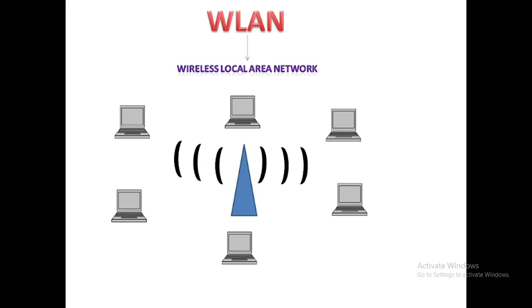For example, you can say a lab in the schools, and a lab in any institute, in any college, that is called a wireless local area network. That network is used for communication purposes, and they share common resources like printers, scanners, etc.